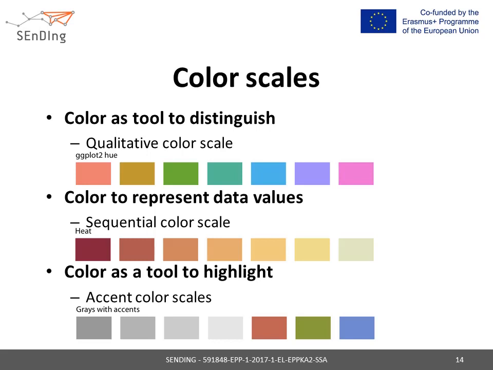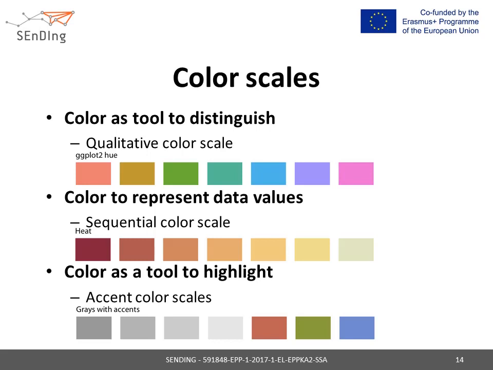The second condition requires that no one color should stand out relative to the others. And, the colors should not create the impression of an order, as would be the case with a sequence of colors that gets excessively lighter. Such colors would create an apparent order among the items being colored, which by definition have no order. The ggplot2 hue scale shown in this slide is the default qualitative scale in the widely used plotting software ggplot2.